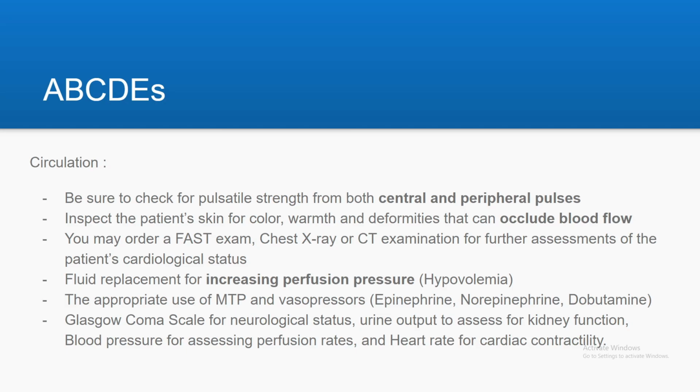You may use the Glasgow Coma Scale for assessing neurological status, and urine output to assess for kidney function. You may check the patient's blood pressure for assessing perfusion rates, and cardiac contractility for heart rates.